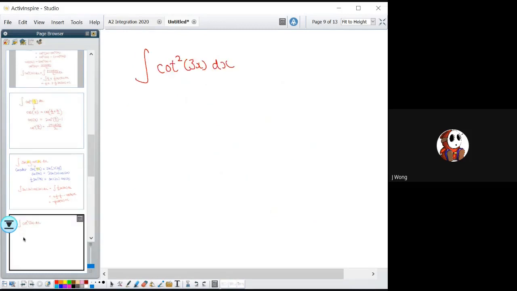So that's why, if we have a quick practice, the integral of sine of 3x over 2, cos of 3x over 2.